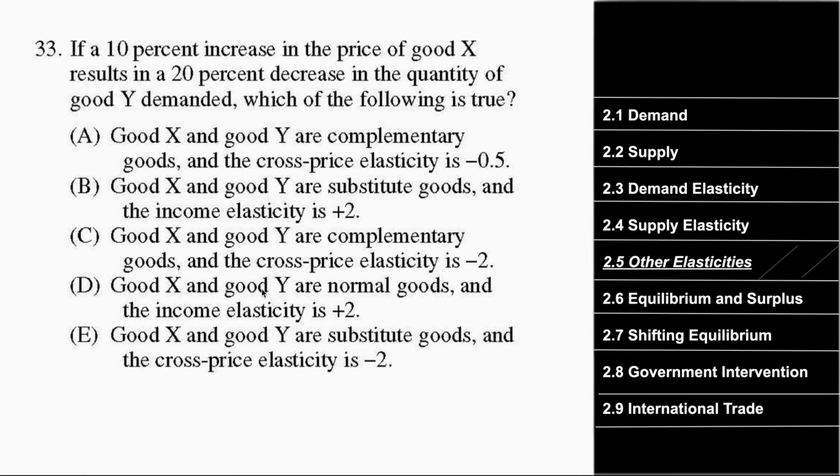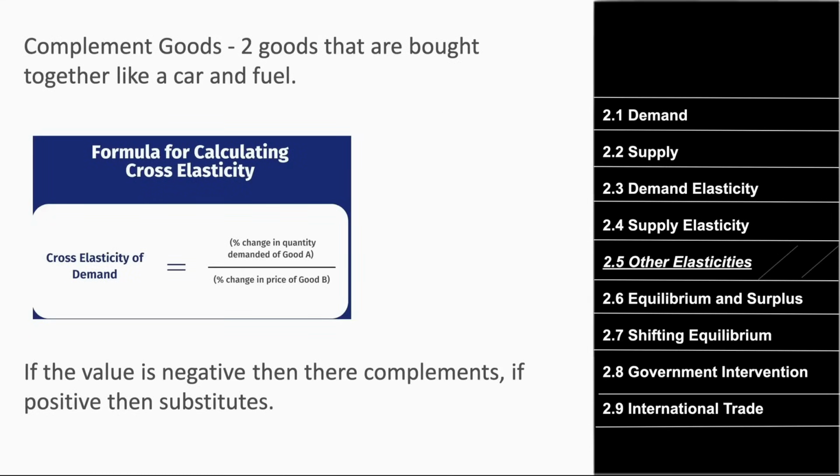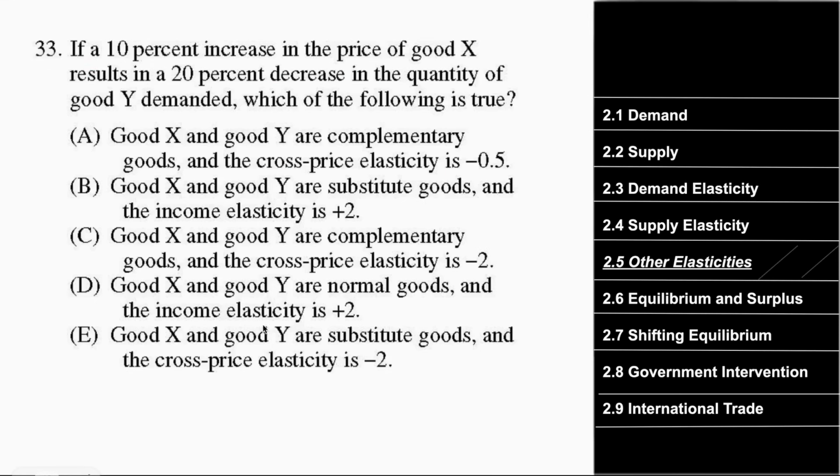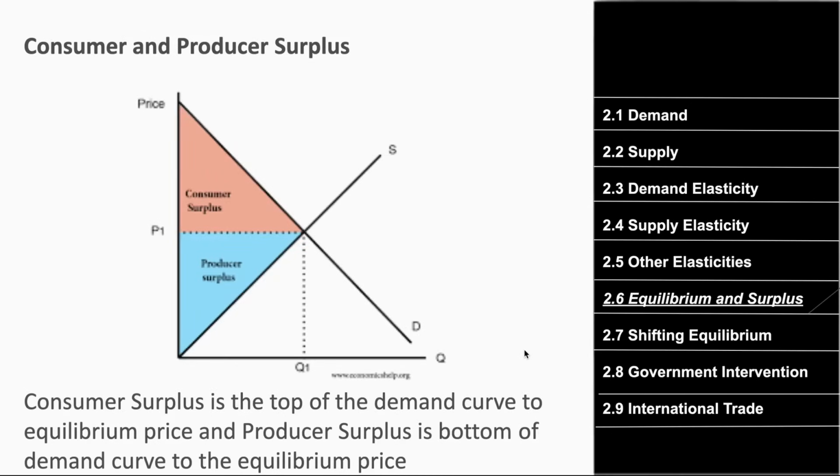It's not D, it's not income elasticity, and it's not E, they're not substitute goods. Remember, if they're negative, they're complementary goods. Negative, complement; positive, then substitutes. So make sure to remember that. And remember, if it's two different products, you should be using cross price elasticity, because then you're measuring if they're substitutes or complements. Income elasticity is to measure if they're normal or inferior goods, so just make sure to know that.